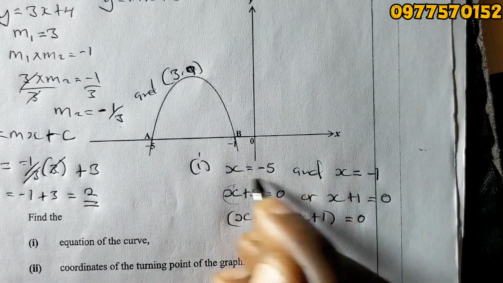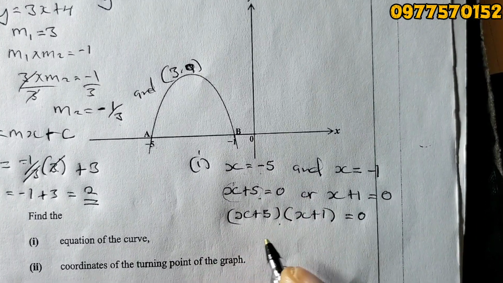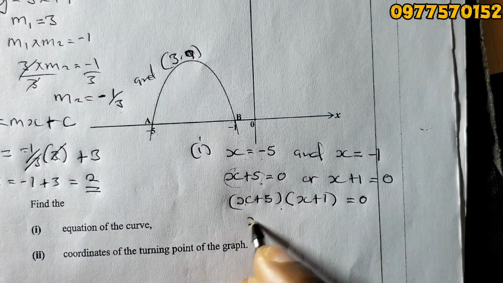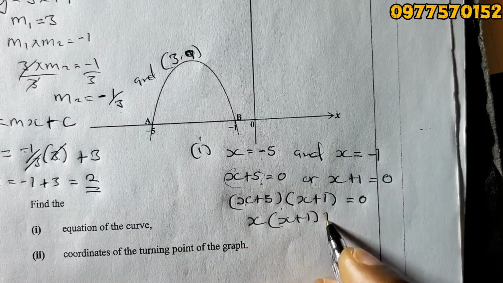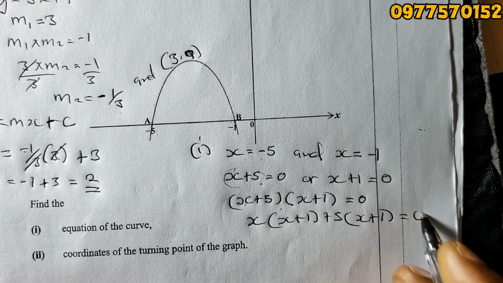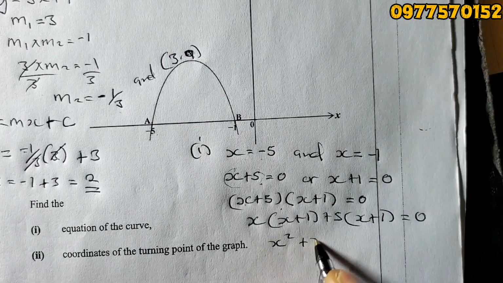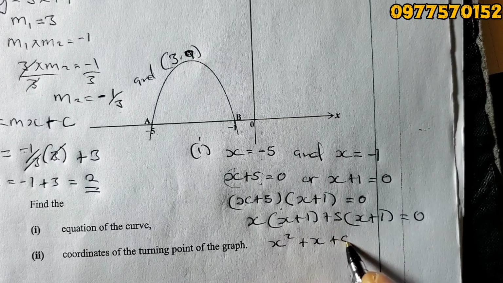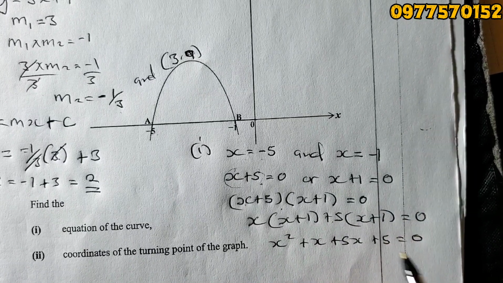Okay, these are the roots. Before the roots we are like this, then like this. So here let's expand. x will be multiplied by this x plus 1. This plus 5 will also be multiplied by x plus 1 is equal to 0. So x times x, x squared, x times 1, x, 5 times x, 5x. 5 times 1 is 5, is equal to 0.